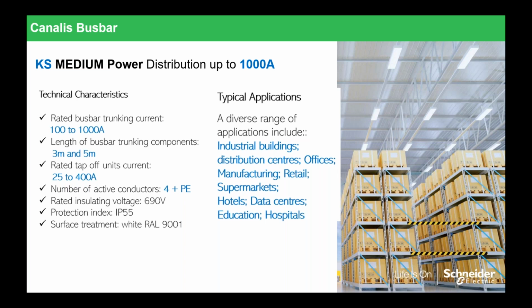So this is, as I mentioned earlier, aluminium and copper as a conductor for KS going up to 1000 amps. And again, could be data center, education, hospitals, manufacturing, everywhere you need to distribute electrical power, you can use busbar. So hopefully it was not too much information. Hopefully it was quite okay.